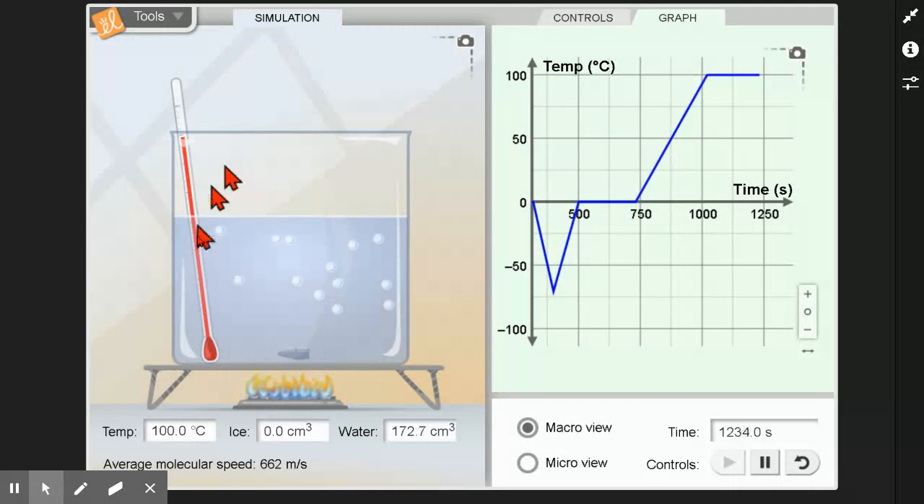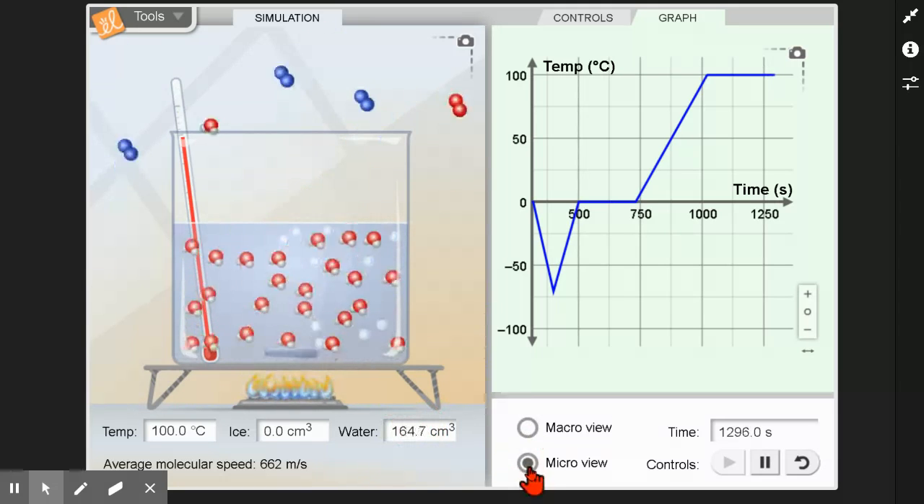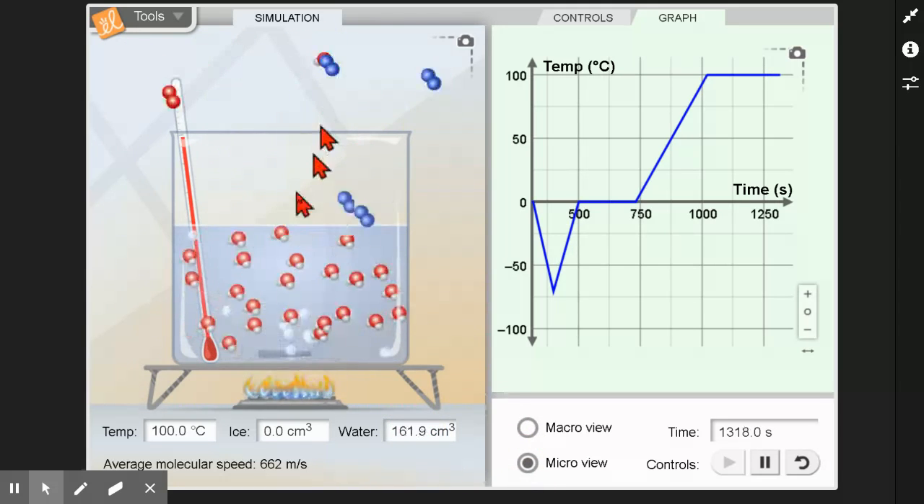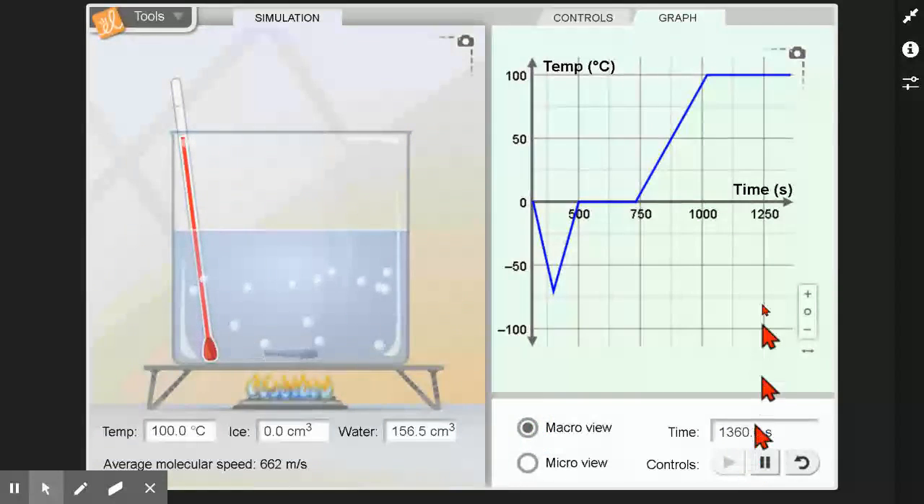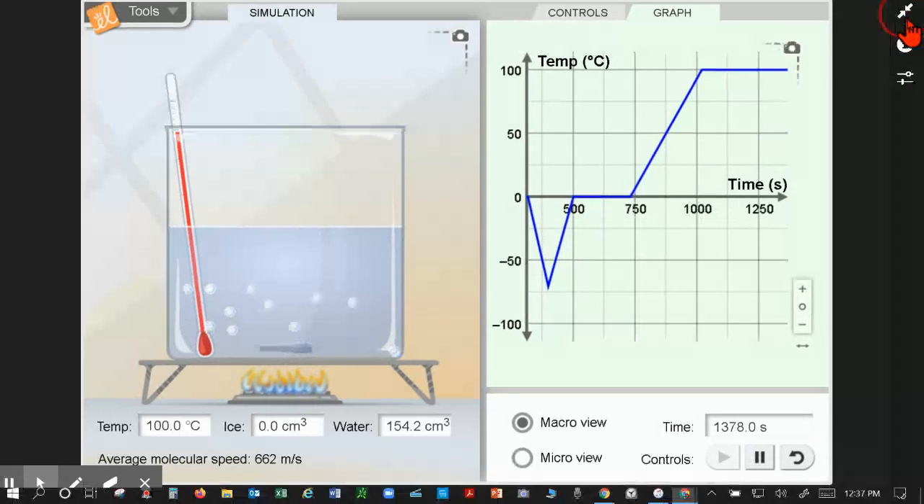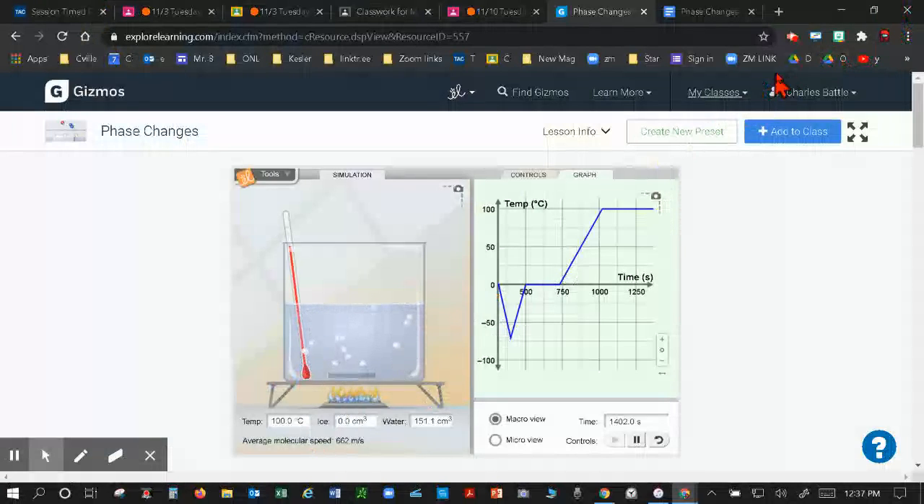And now you can see as it's boiling, the volume of water is decreasing because that liquid water is now going into the air. And that's how the molecules are moving. You can see gas molecules pop out of there as it goes from a liquid to a gas. Okay, so that's basically the run on the gizmo. Let me know if you have questions. Hopefully that helps.